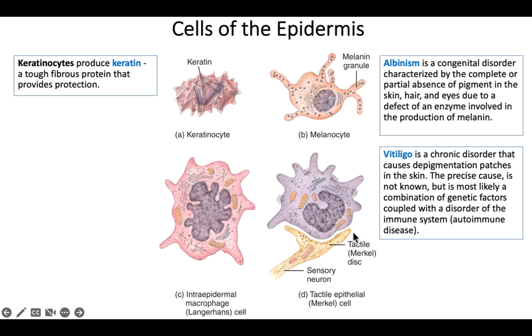These are just some other cells we mentioned. Merkel cell, so that cell would be in the epidermis. It's attached to a sensory neuron. They're part of your sense of touch. And then this is a Langerhans cell, which is, again, an immune cell that can phagocytose. The other name for these cells is intraepidermal macrophages, which basically just means they're inside the epidermis.